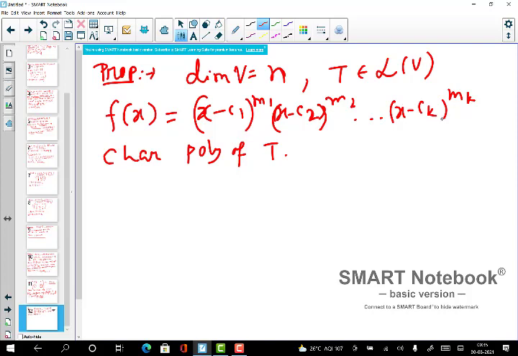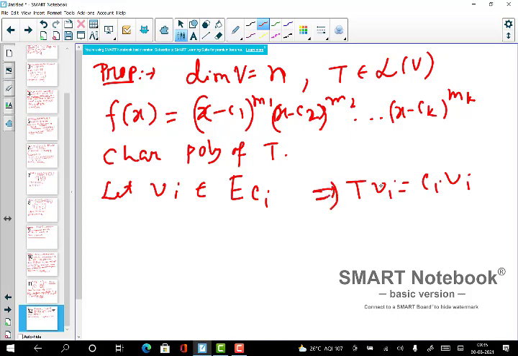Let us assume these things, and let also vi be vectors inside the eigenspace of the eigenvalue ci, E_ci. What does that mean? That means T vi is nothing but ci vi. This holds because vi is inside the eigenspace of ci, so it is in the null space of T minus ci.